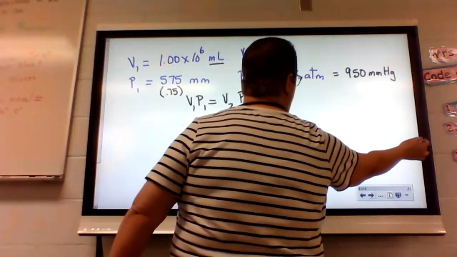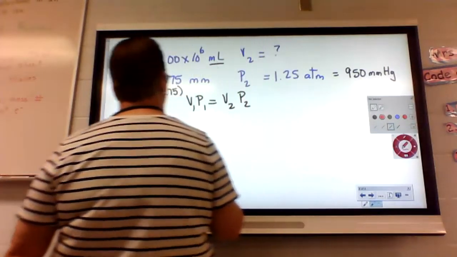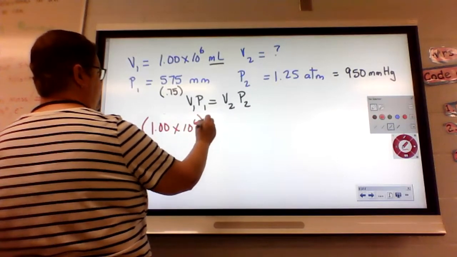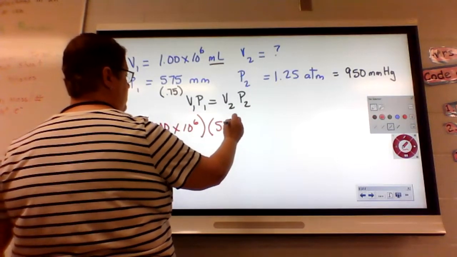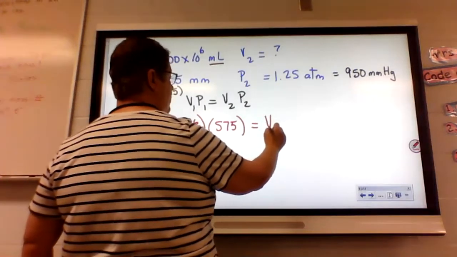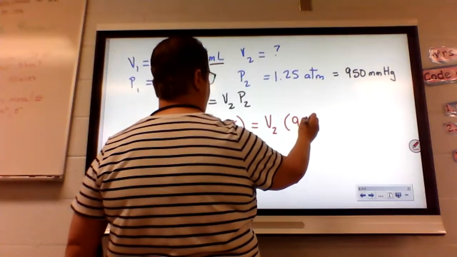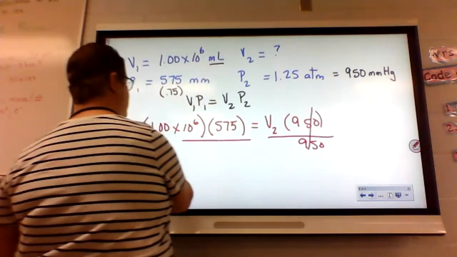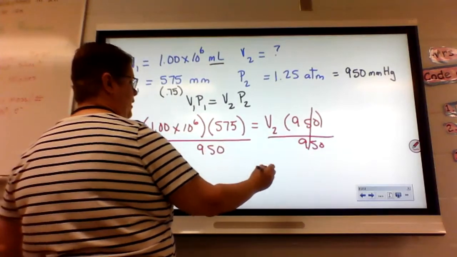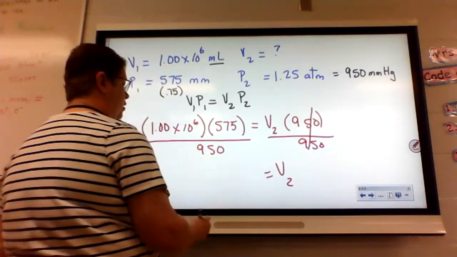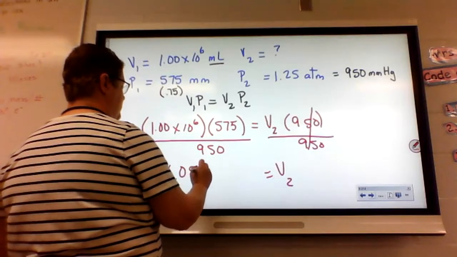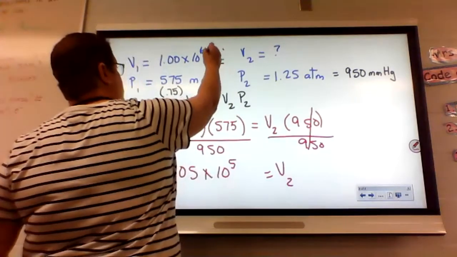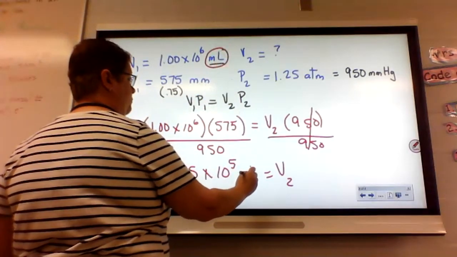All right, so now to plug in, we're just at the plug and chug portion of the program. So 1 times 10 to the 6th. Pressure is 575. Volume we don't know. And then pressure is 950. So to solve, we're going to divide both sides by 950. And then volume 2 will equal 6.05 times 10 to the 5th. And my units have to match, so it has to be milliliters.